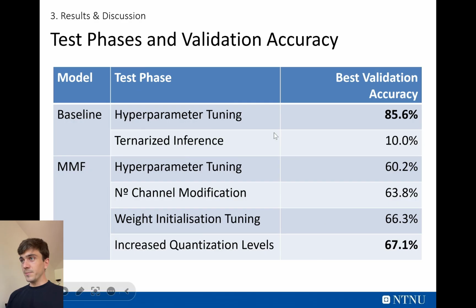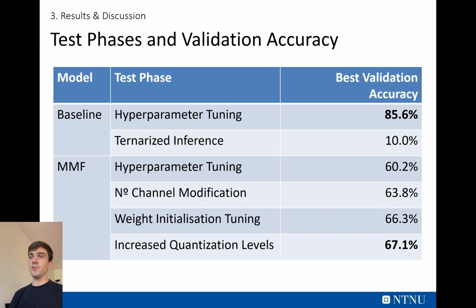Then after this, what I tried is, okay, what happens if I take this model and just make it ternary in inference? Is it going to work? So no, it didn't work. It was 10%, which means random guessing in a data set with 10 classes. So this means that quantization-aware training is necessary, and if you don't do it, it's just going to fail.